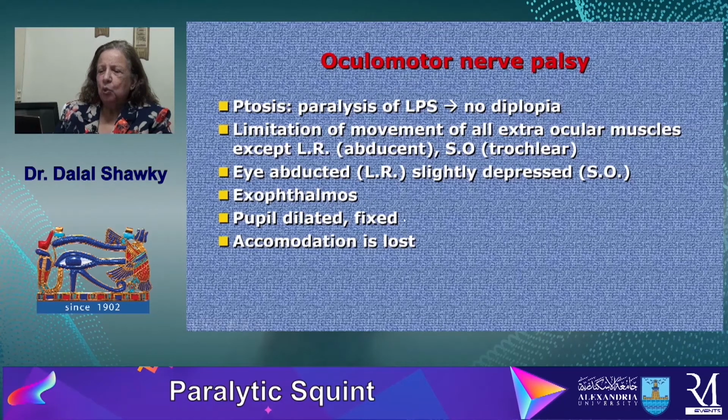and then these two items, the dilated pupil and the lost accommodation, might be present and might not be present. This depends upon whether the parasympathetic fibers which are accompanying the oculomotor nerve are affected or not. If the parasympathetic fibers are affected, the ophthalmoplegia will be total and the pupil in this eye will be dilated and accommodation also will be lost.